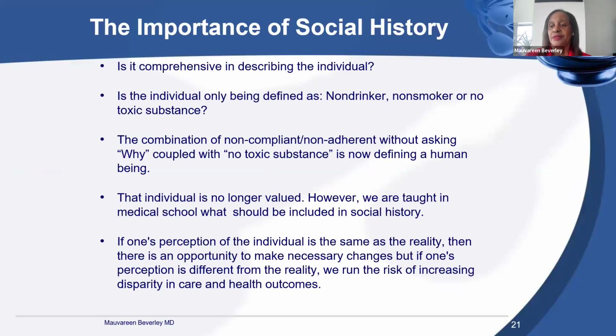So what we see now in the social history, is it comprehensive in describing the individual? Is the individual only being defined as non-drinker, non-smoker, or no toxic substance? The combination of non-compliant, non-adherent without asking why, coupled with no toxic substance, is now defining a human being. That individual is no longer valued. However, we are taught in medical school what should be included in social history. It's more comprehensive. If one's perception of the individual is the same as the reality, then there's an opportunity to make necessary changes. But if one's perception is different than the reality, we run the risk of increasing disparity in health outcomes.